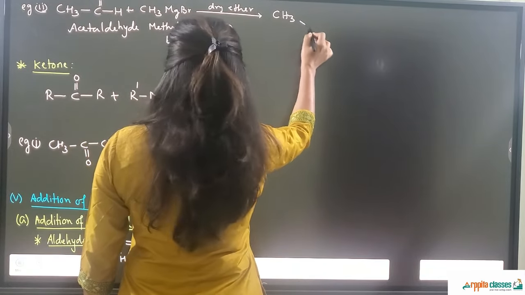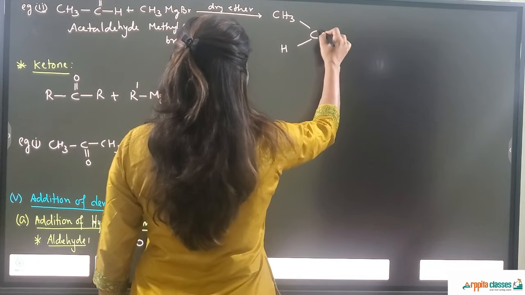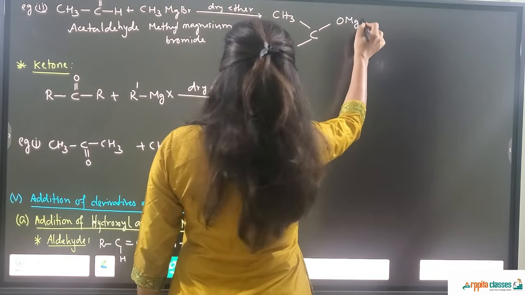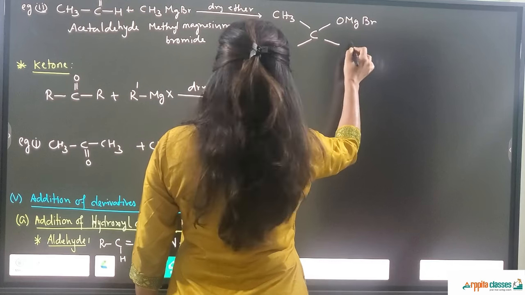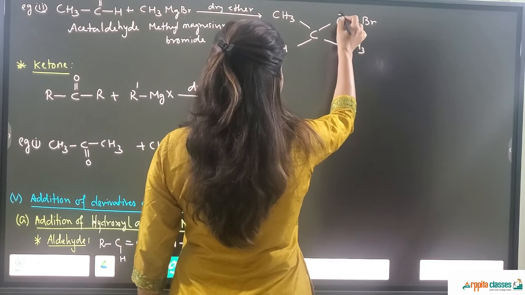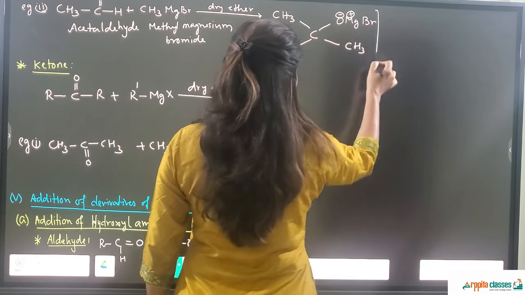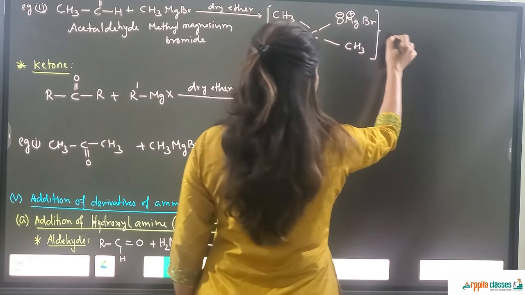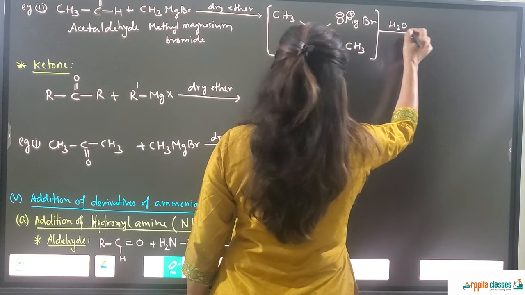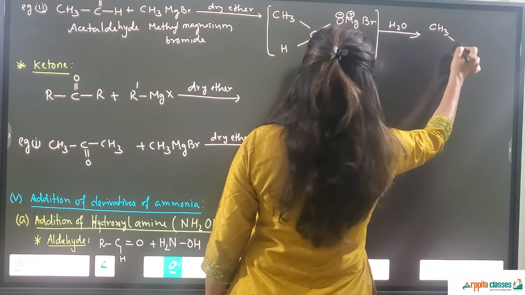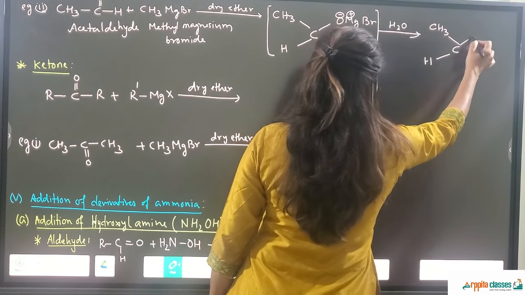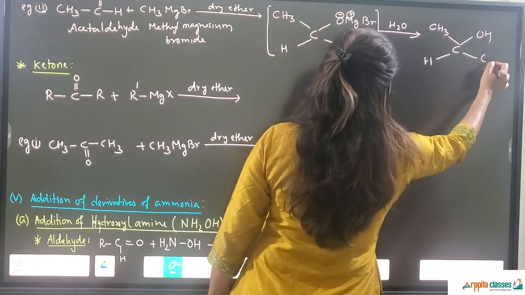Let's try to write down the product. It is CH3, C and H. On one side we get OMgBr, and on the other side CH3 gets attached to it. This is minus, this is plus. Put it in square bracket and then hydrolyze it in the second step. We get CH3CH. This side we get OH and CH3.